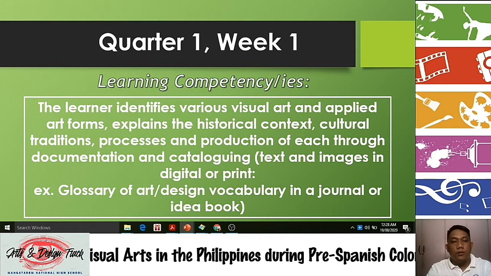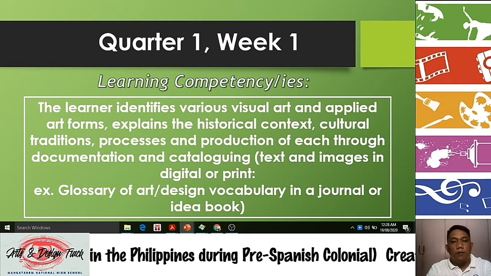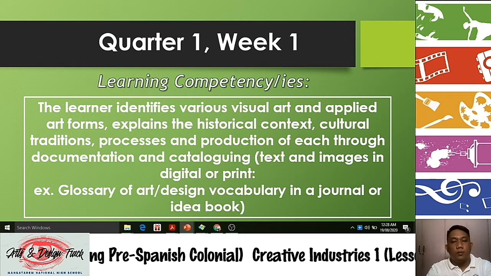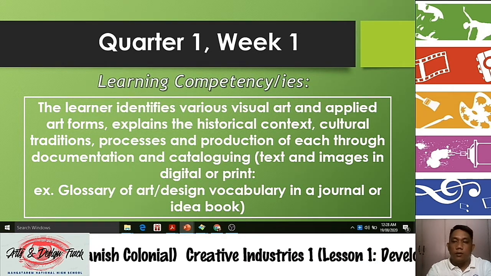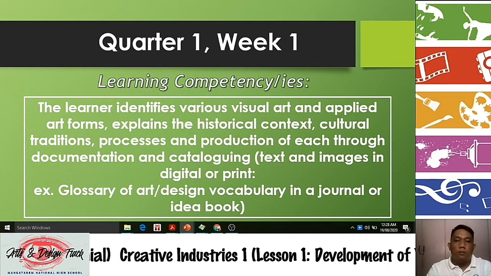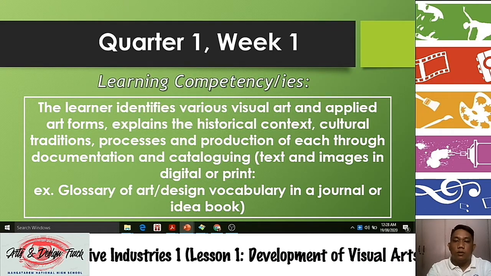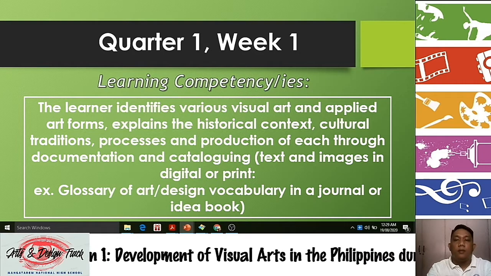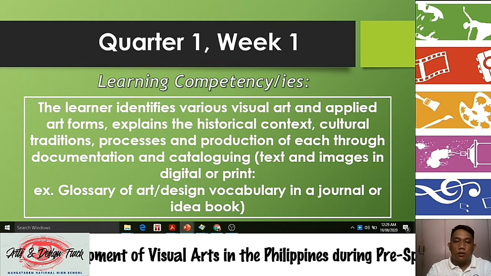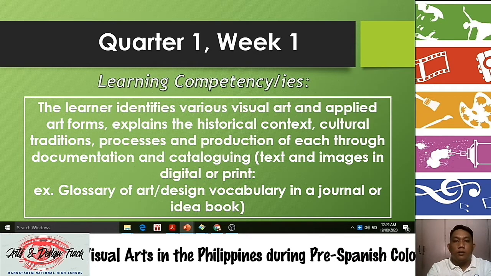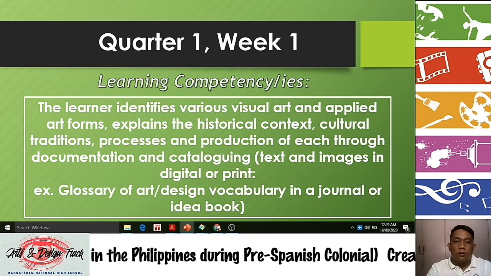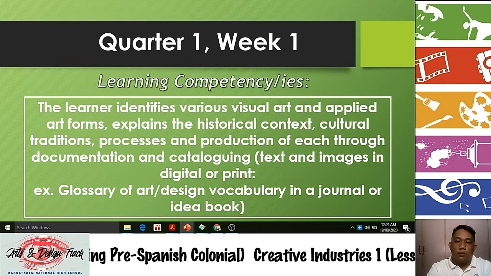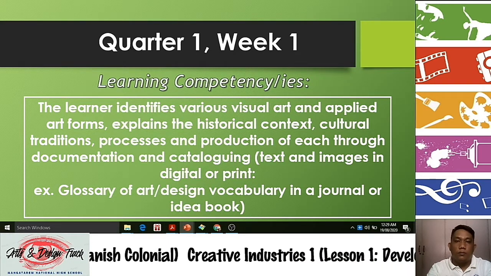Learning competencies. The learner identifies various visual art and applied art forms, and explains historical context, cultural tradition, processes, and production of each through documentation and cataloging. Text and images, digital or print. Example: a glossary of art and design vocabulary in a journal or idea book.